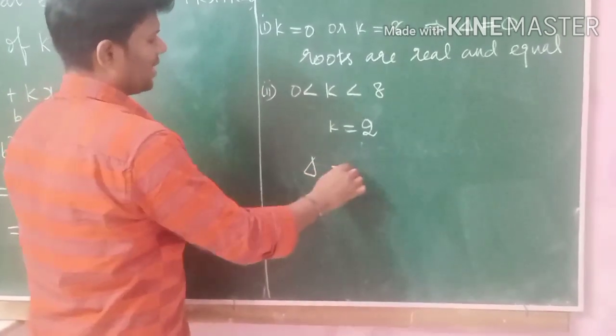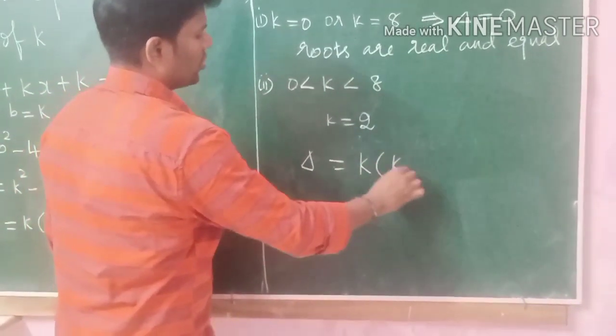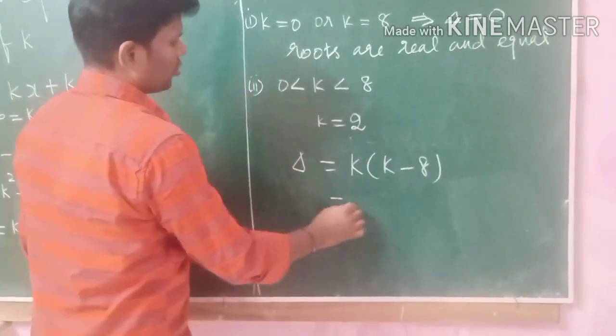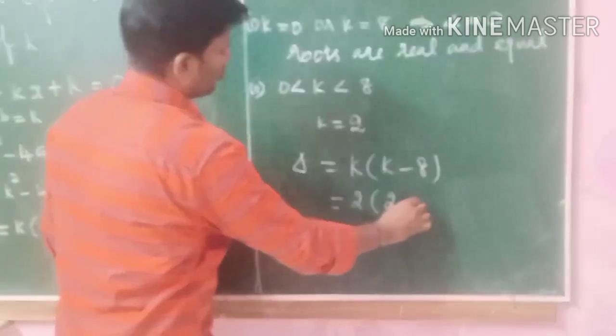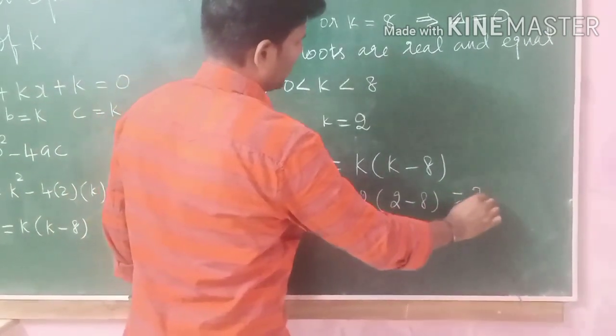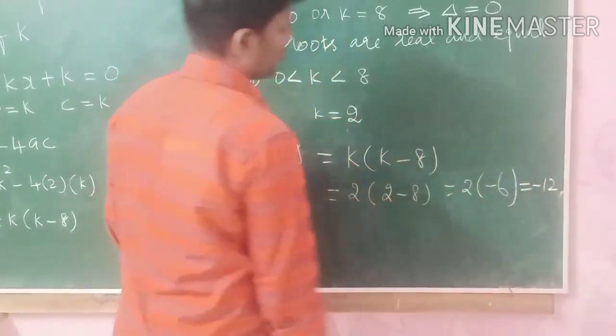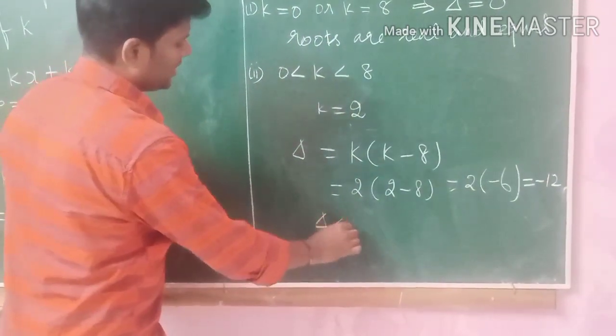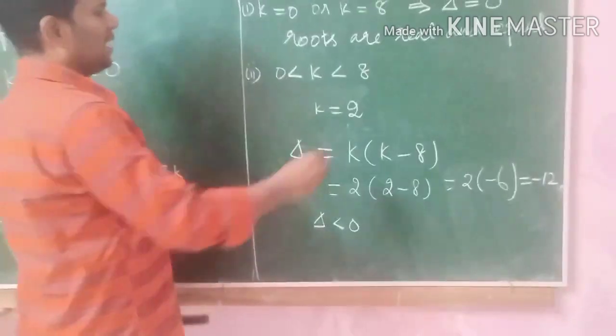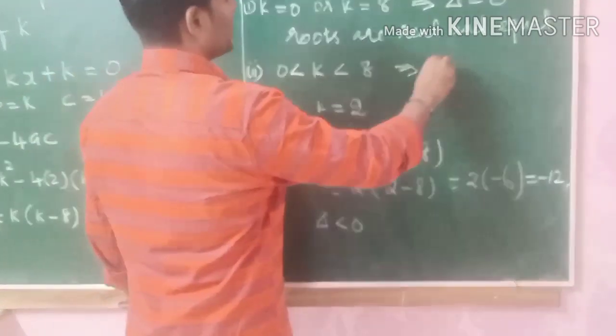So what is our delta? k into k minus 8. So 2 into 2 minus 8, 2 into minus 6, which is minus 12. So which means delta is negative. So if delta is negative, what is the nature of roots?